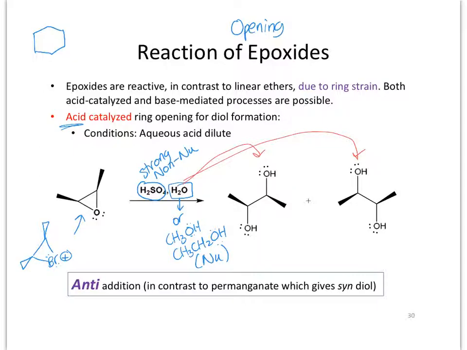Overall, what this gives me is anti. So the two oxygens I'm adding on here are anti to each other. And if you backtrack to the alkene I would have started with in this case, my alkene would have looked like this. So our alkene would start like that. We would make the epoxide using peroxy acid maybe. Once we have that epoxide, I can open it up and get an anti-diol, which is in contrast to permanganate that we saw in Module 8, which gives the syn-diol.